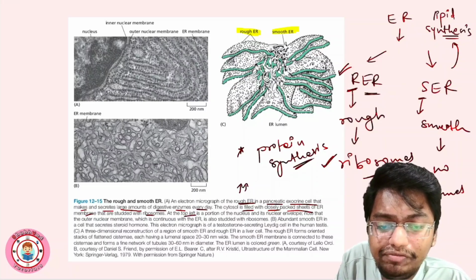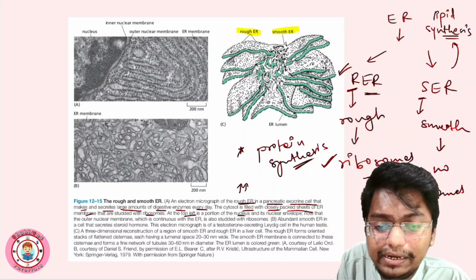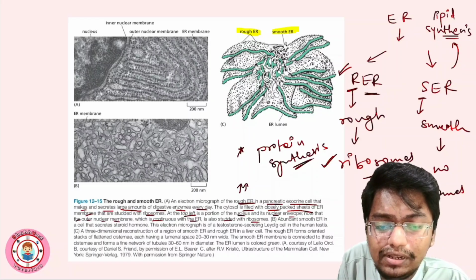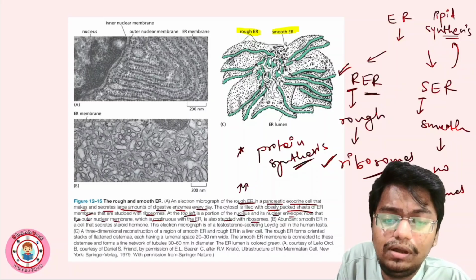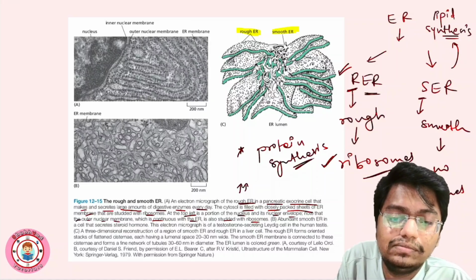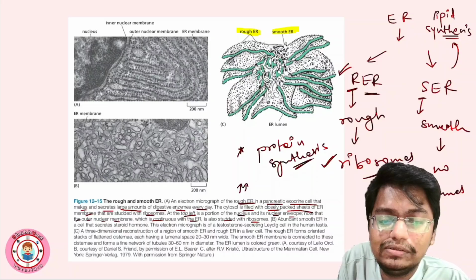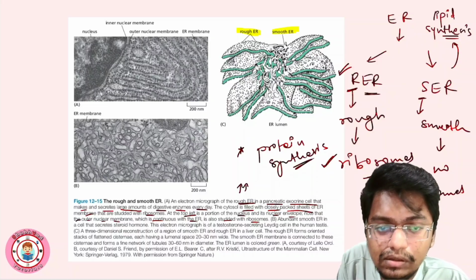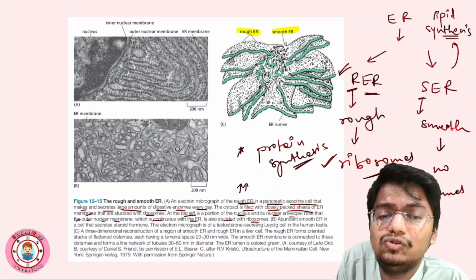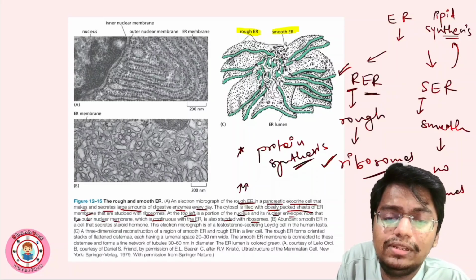At the top left is a portion of the nucleus and its nuclear envelope. From that, the outer nuclear envelope, which is continuous with the ER, is also studded with ribosomes. Okay, so both the membranes are studded with ribosomes, flooded with ribosomes. Okay, both the nuclear membrane as well as the ER membrane have ribosome content present. That is the only meaning.